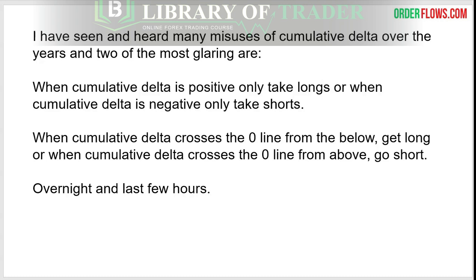Now, when I say that's a misuse, think about it, right? Markets trade basically around the clock. They open at 5 p.m., close at 4 p.m. the next day. And if a market has been selling off all night, all overnight, and into the morning up to the cash open, you can be looking at a very big negative delta.